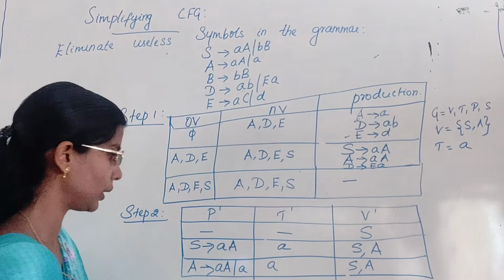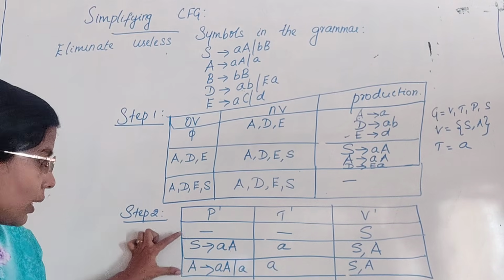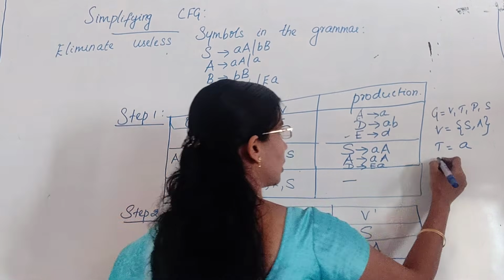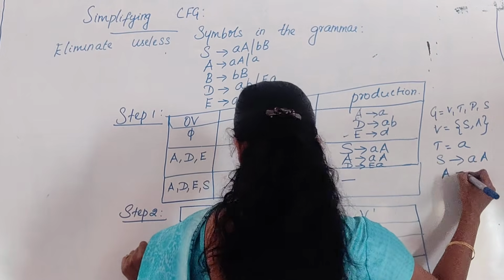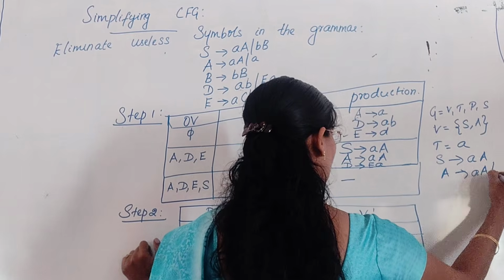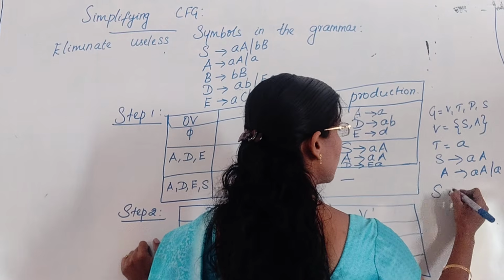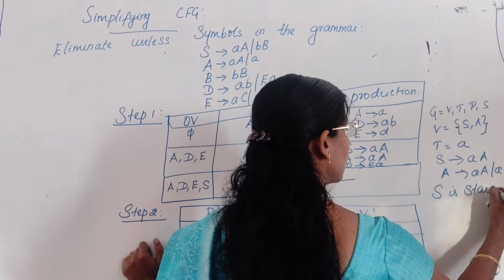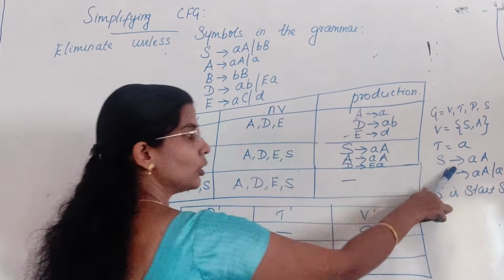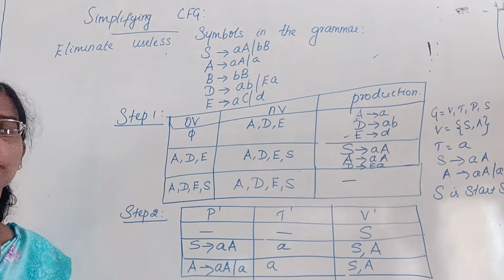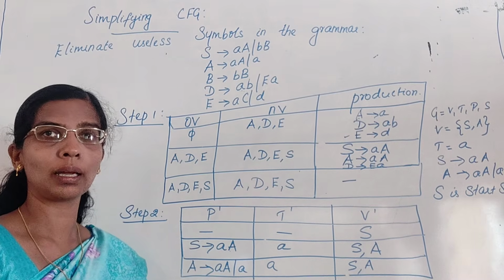What are the productions? How many productions did I get? I got only 2 productions. S tends to A and A tends to a. And S is the start symbol. This is your simplified grammar.